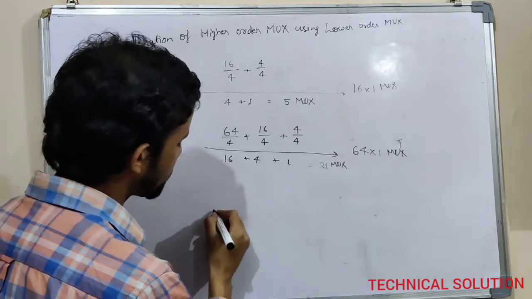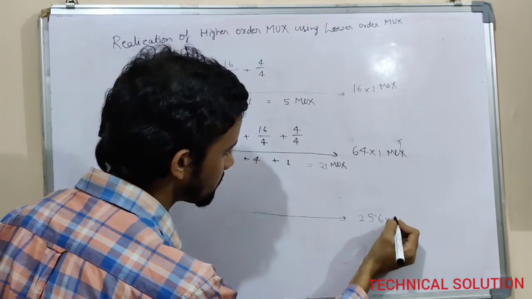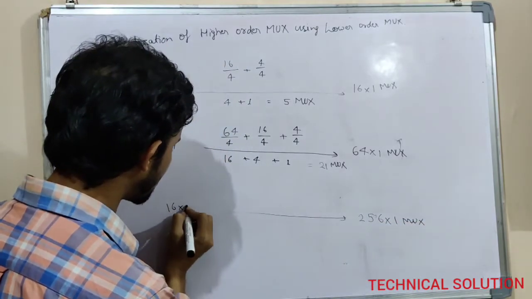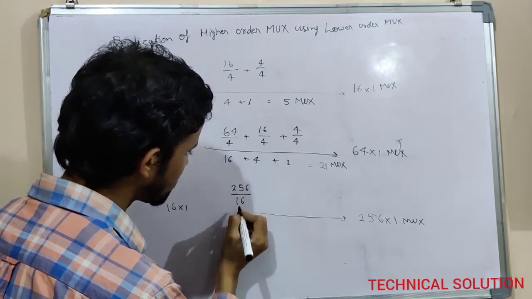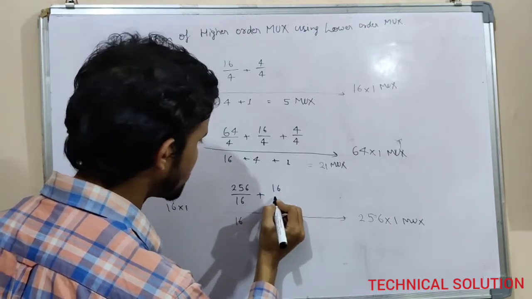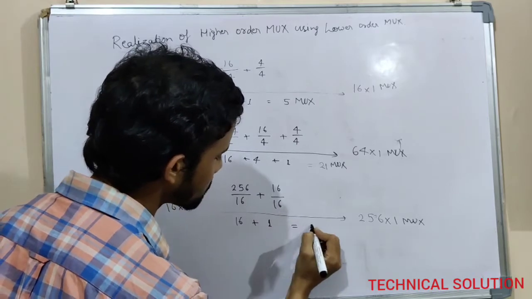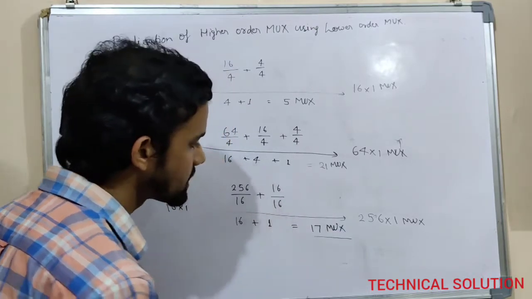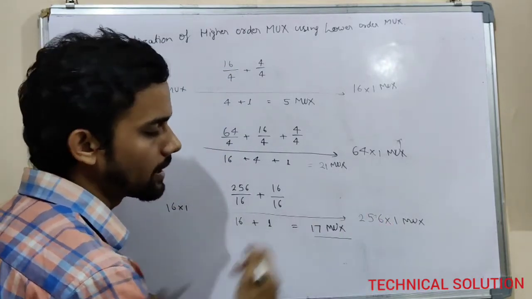Likewise, if I want to design a 256x1 mux using 16x1 mux, then divide 256 by 16, we get 16. Again divide this 16 by 16, we get 1. That means a total of 17 mux is required. In this way we can find out the number of mux required to design a higher order mux.